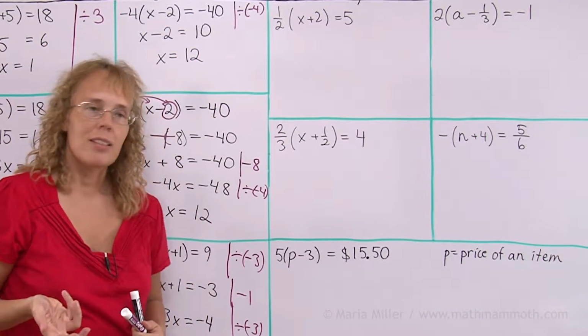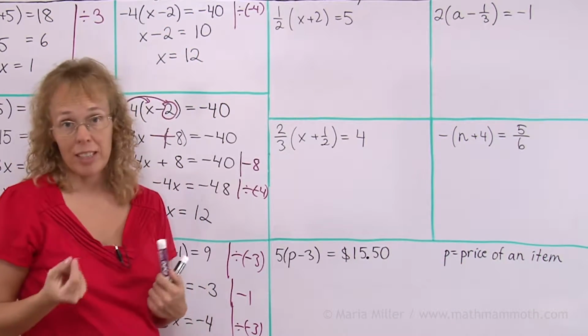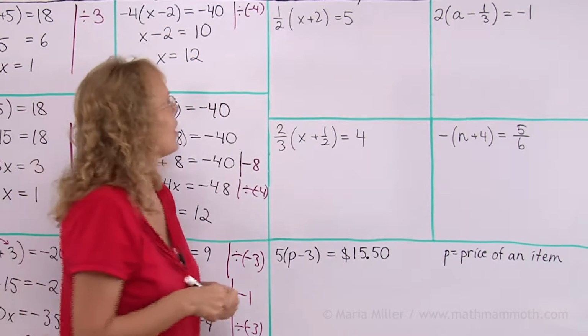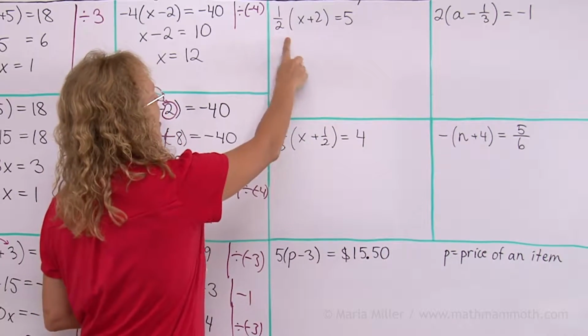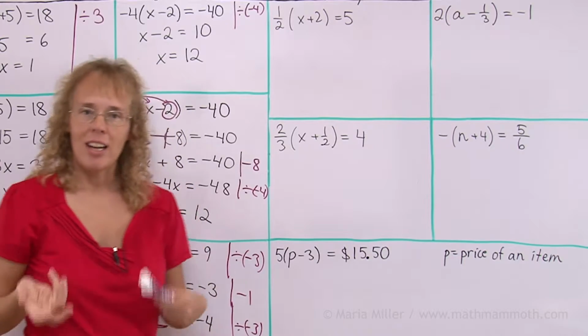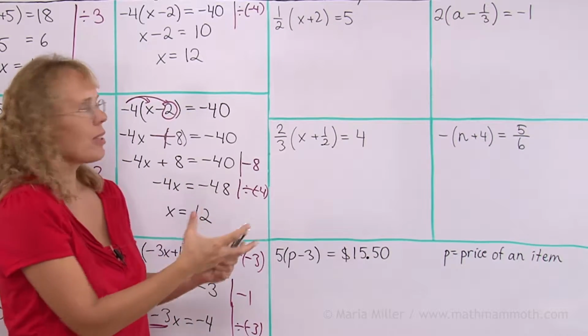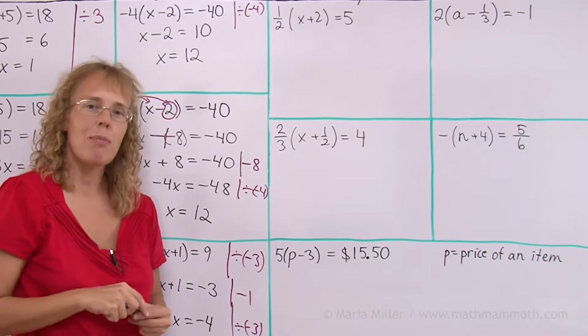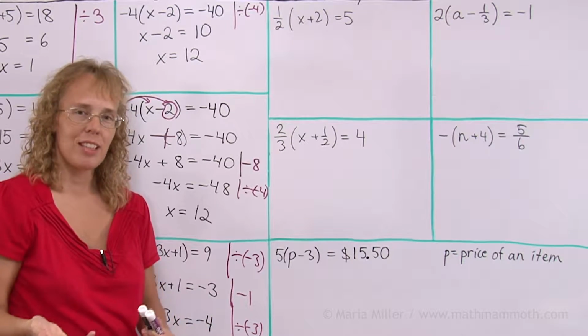Next we will look at these types of equations if they involve fractions. What happens then? The first one: half times (x plus 2) equals 5. I can actually get rid of that half. Half times something equals 5. I can multiply by something to get rid of the half, right?